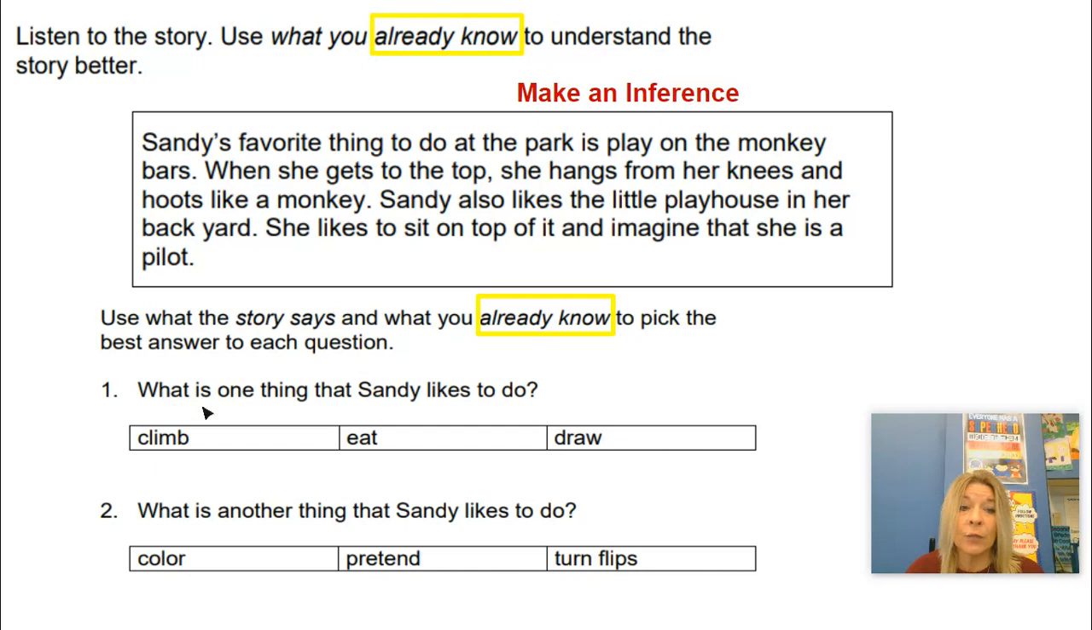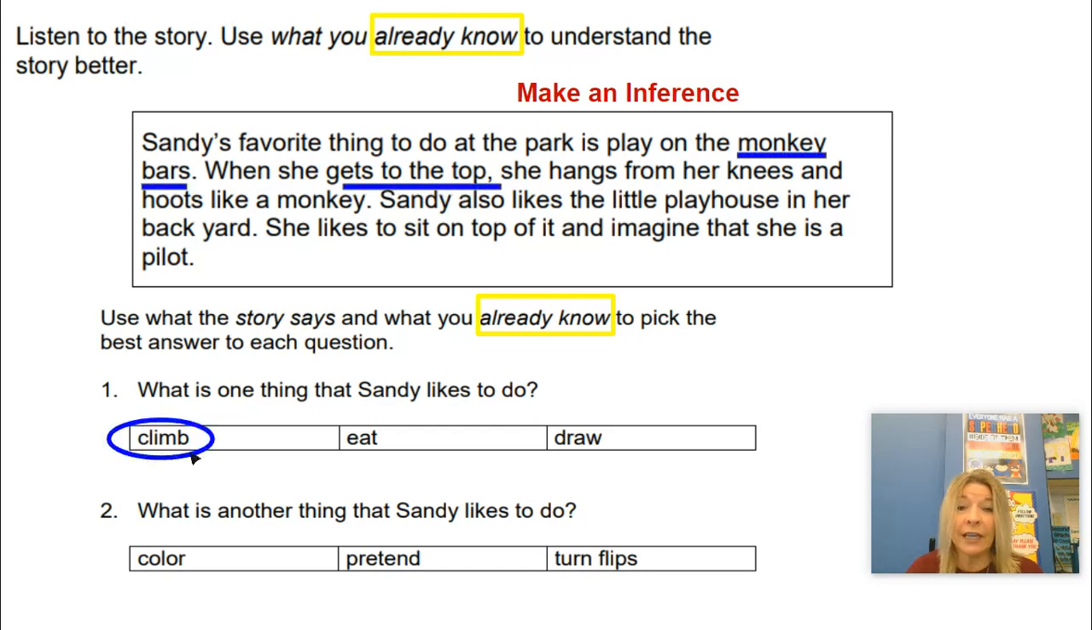The first question says, what is one thing that Sandy likes to do? Now, Sandy might like to do a lot of things, but when we're using the text, what the story says, and using the details, those clues, and what we know, what is the best answer from these choices? Does she like to climb, eat, or draw? Can everyone say what they think the answer is? And then we're going to go back and look for evidence in the text. Let's see if you said the right answer.